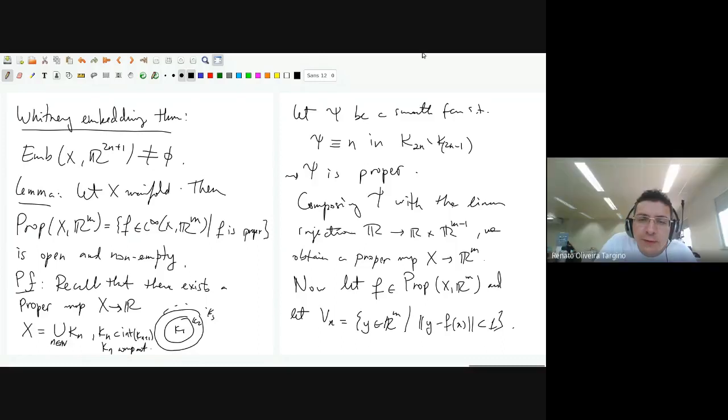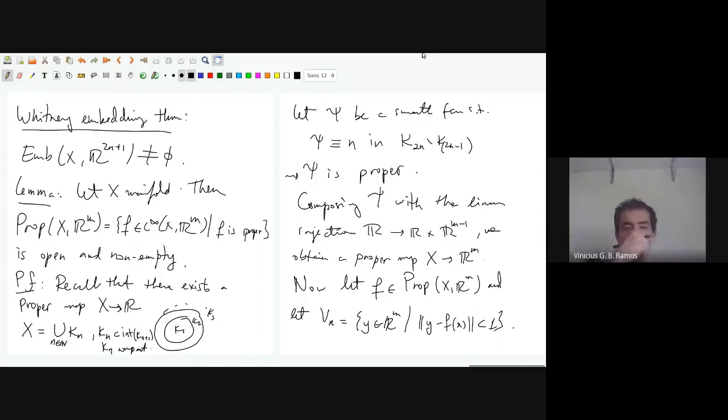See why composing with psi we get a proper map. If you compose with a linear injection, so if you take a compact set here, the pre-image of this, either this guy intersects R or not. If it does, the pre-image of this map is going to be just the intersection with R of your compact set. So if you take a compact set in Rm, the pre-image of it by this linear injection is compact. And then the pre-image by Psi is going to be compact because Psi is proper. Okay.